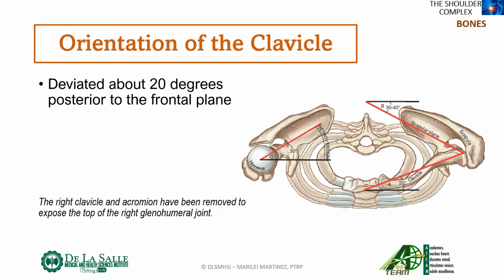We will be discussing four angles for this part. So first we have the orientation of the clavicle. So this is the superior view of our body and this is the clavicle. So as you can see, the clavicle is deviated at about 20 degrees posterior to the frontal plane. So just to review, this is the frontal plane, this is the sagittal plane. So as you can see, the clavicle is tilted or deviated 20 degrees posteriorly to the frontal plane.